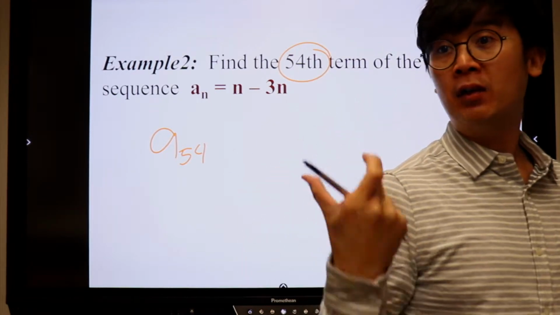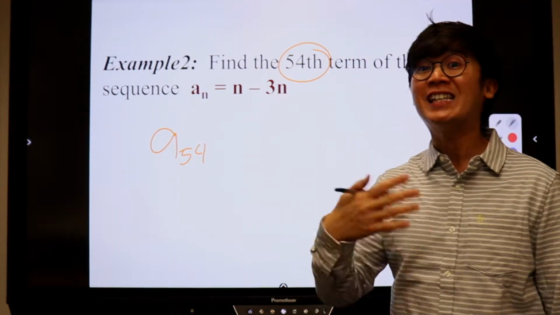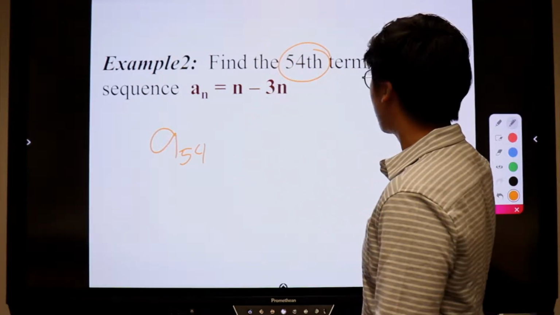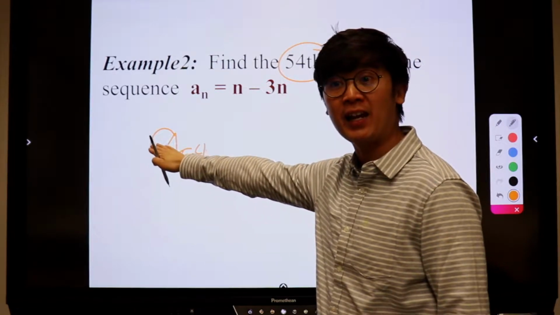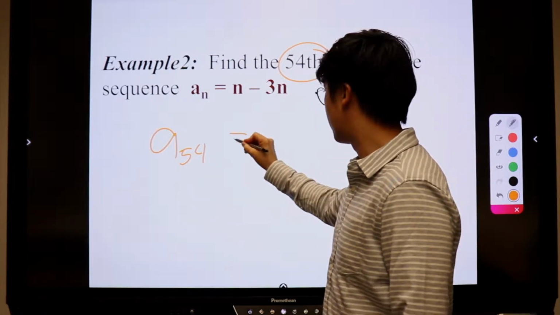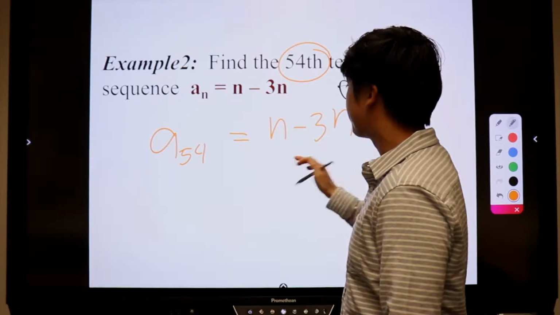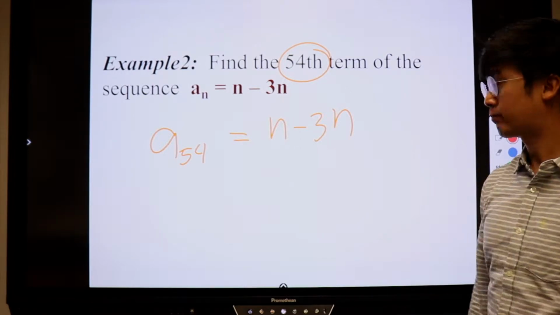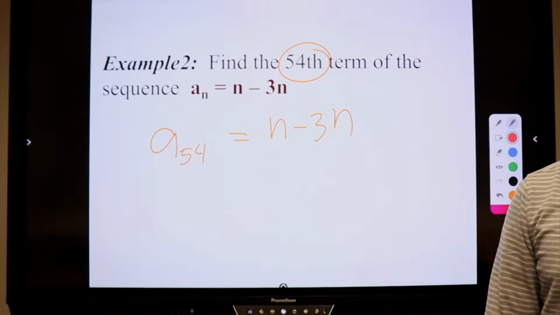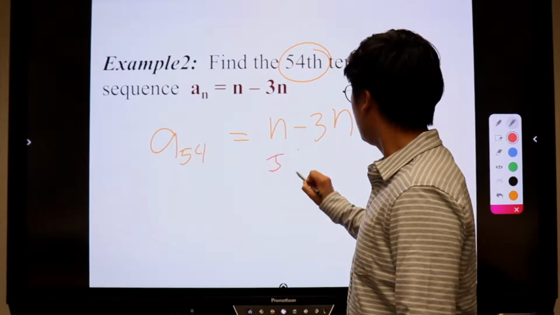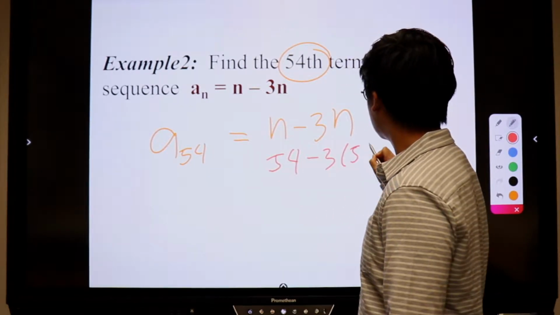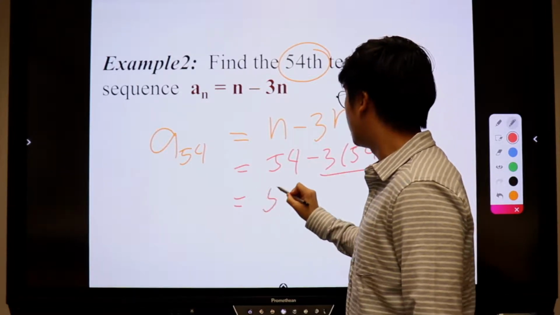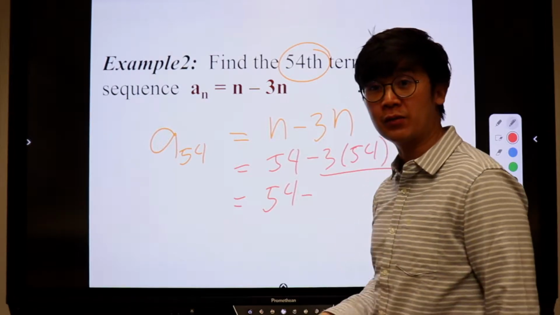That's why symbols are important in mathematics, because they tell you what you're supposed to be doing next. And if you know that finding the 54th term of the sequence is basically finding A sub 54, using the formula, you will replace n by 54, so you will find it. So we have 54 minus 3 times 54. So you will do a little bit of math here because we have 3 times 54 over here. So we have 54 minus, what's 3 times 54?